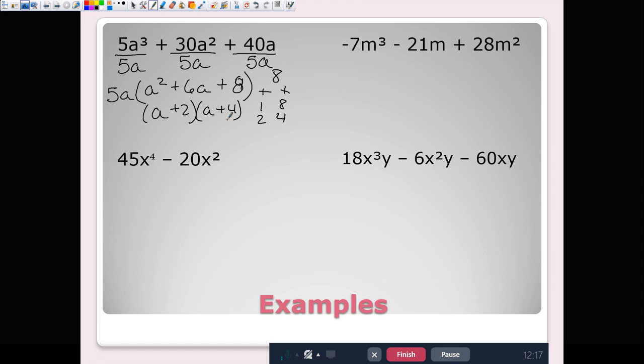Okay, and my 5A needs to stay on the outside. Now I'm going to look at my 2 binomials again. Is there anything else that can be done to them? Is there a GCF? Is there a perfect squares? No. So that's my final answer.